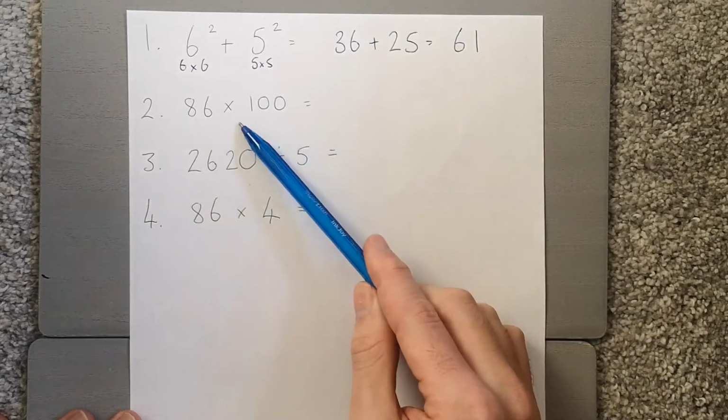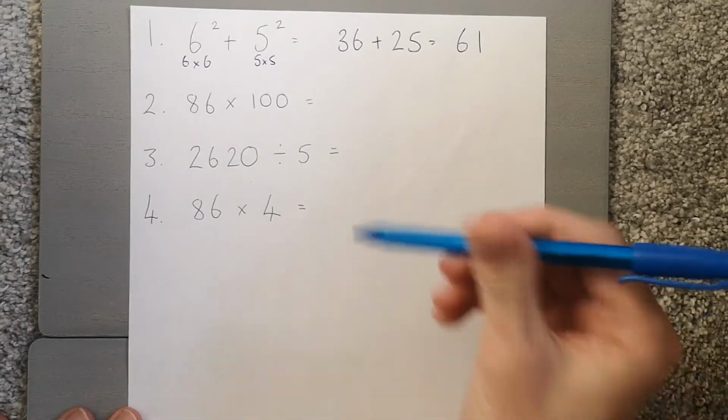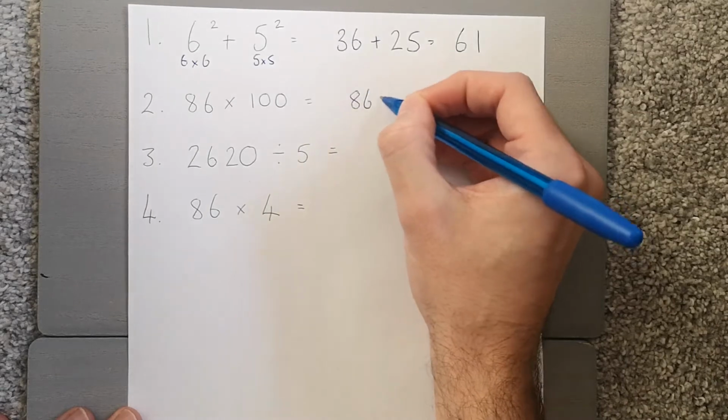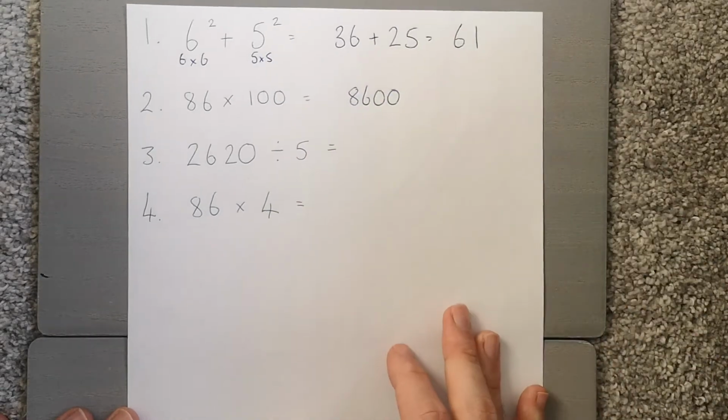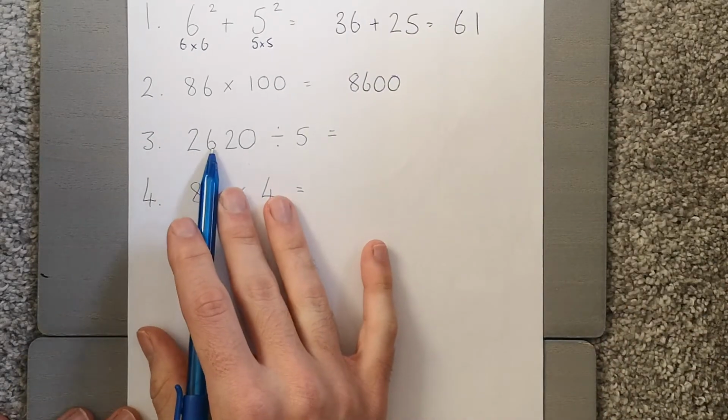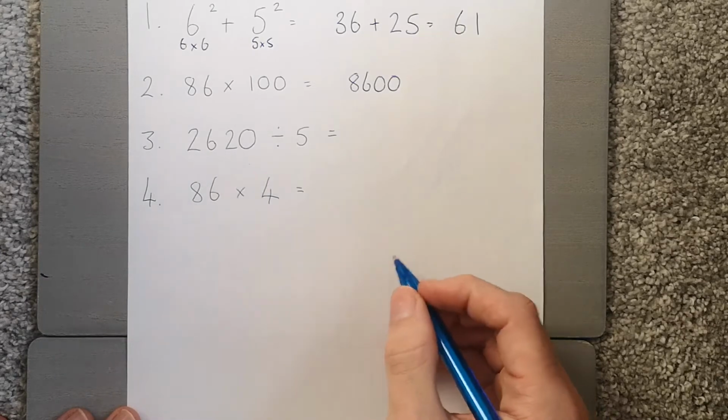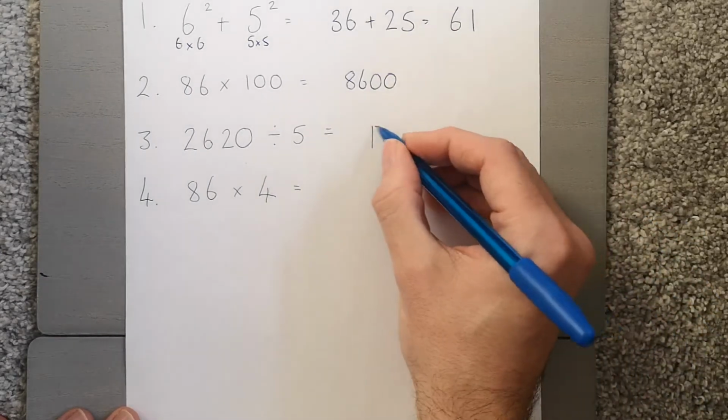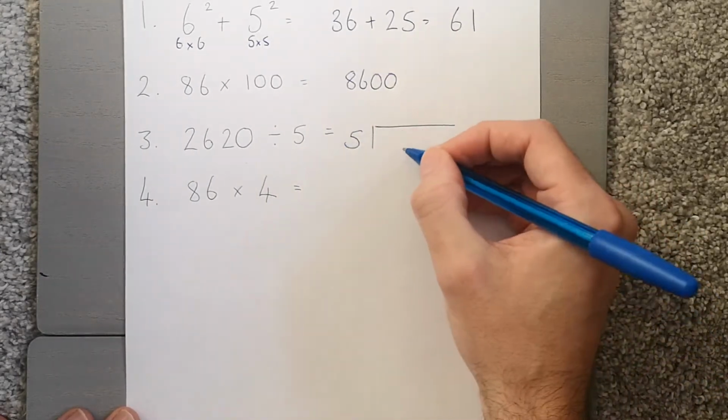86 times 100, you should have 8,600. Well done if you got that. 2,620 divided by 5, definitely got to do the bus stop method with this.